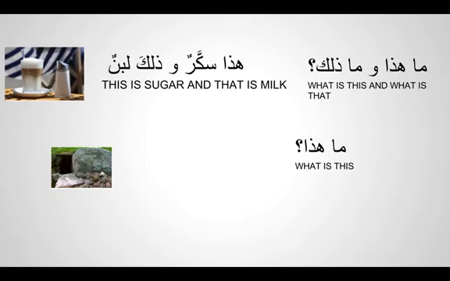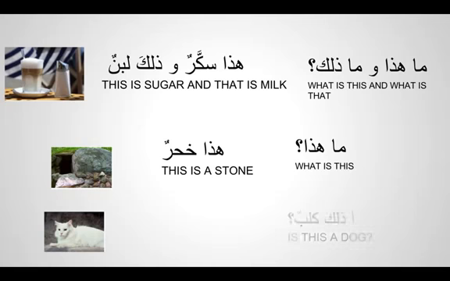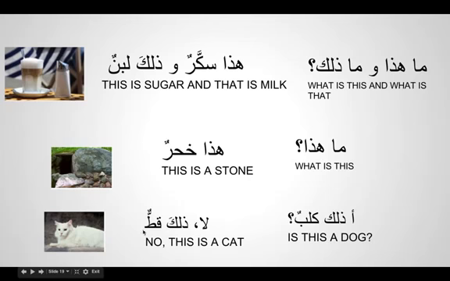Just catch up again. Ma hadha, what is this? Hadha hajarun. This is a stone. Hadha dhalika qalbun. Is that a dog? Sorry, there's a little mistake here. Is that a dog? La, dhalika qittun. No, that is a cat. So that is our lesson on hadha and dhalika.